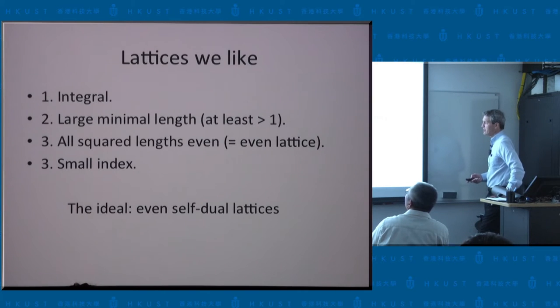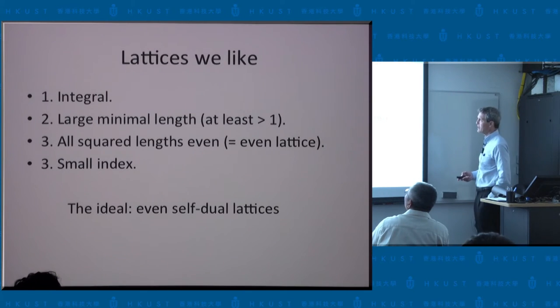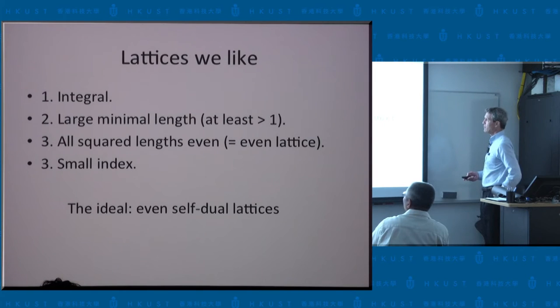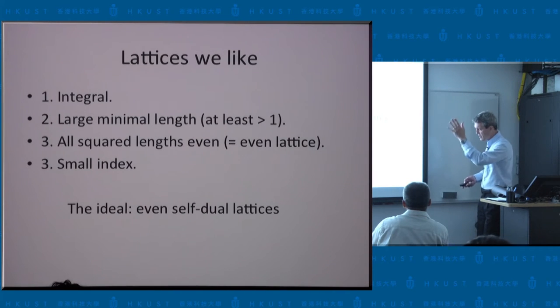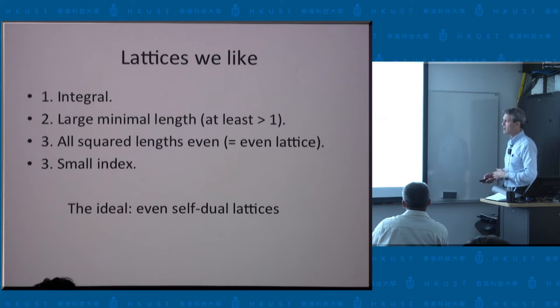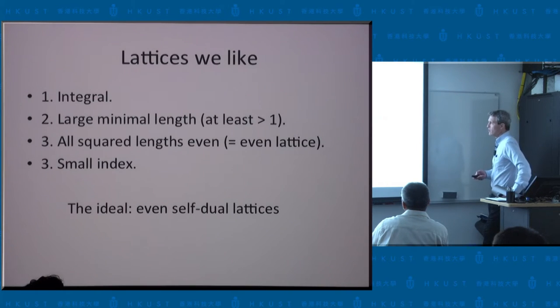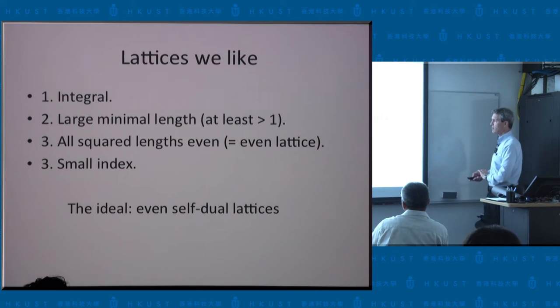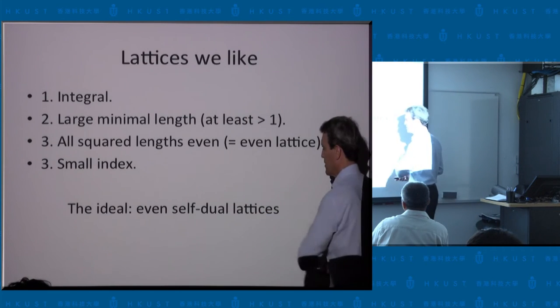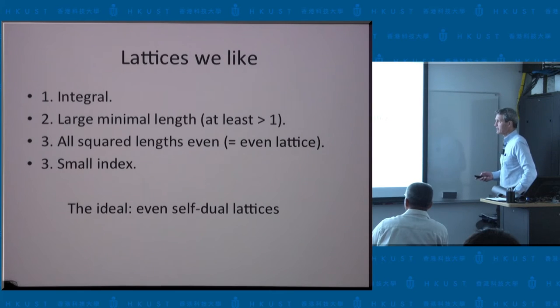Okay, so to just summarize, we look for hard-to-find lattices. We like them to be integral. We like them to have large minimal length, and we'd like that to be bigger than one. If it's equal to one, you can show that in some sense you can just cut off that vector and make a smaller lattice that might be more interesting. So we're completely not interested in integral lattices with vectors of length one. If all the squared lengths are even, then we call it an even lattice. That's a nice property. And we like the lattices to have small index. So the ideal things that we look for are even self-dual lattices.